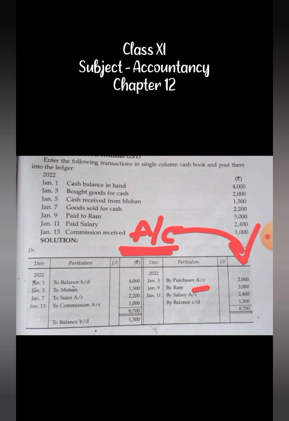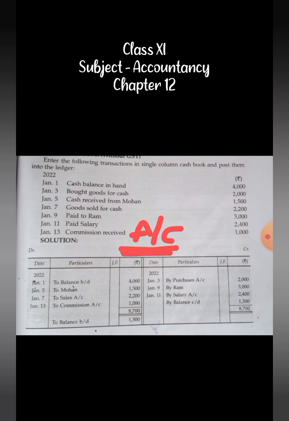Commission received. Again we received cash: cash account debit to commission. Cash is debited, so we go with the debit side, and the word used is commission. The amount is 1000 rupees. Now we have to balance the particular account to know the balance of the cash account.